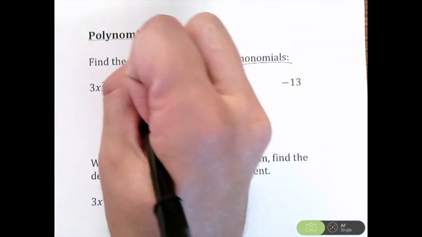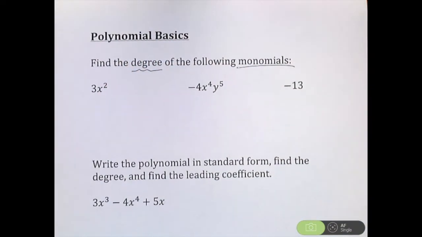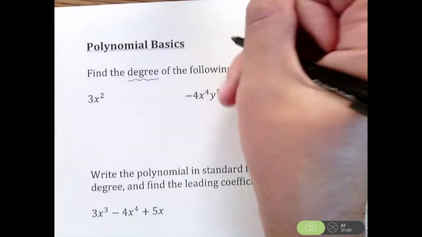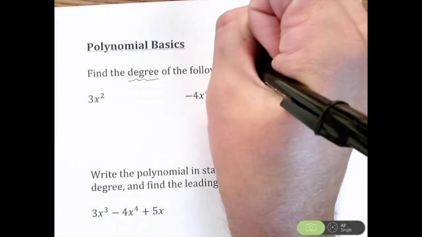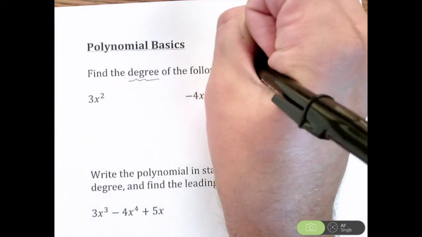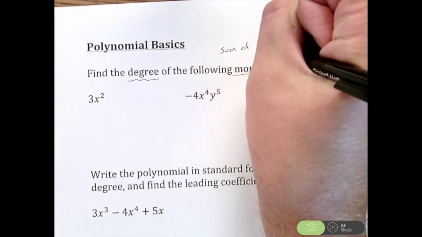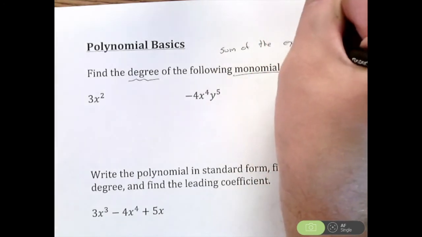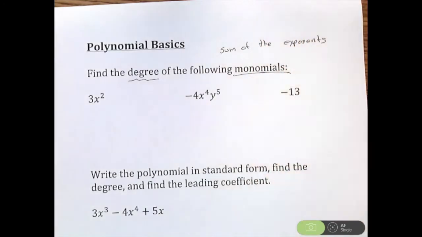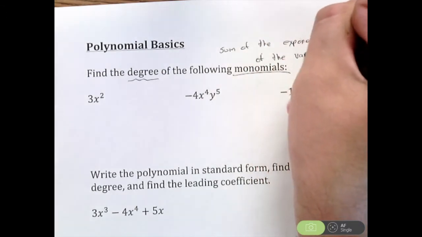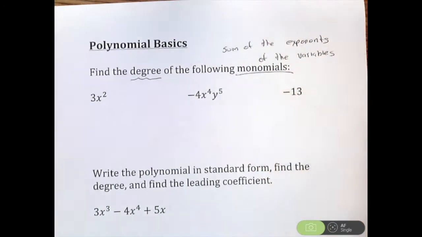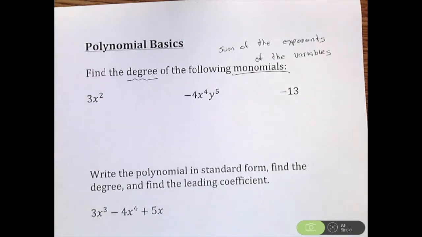So if I want to find the degree of a monomial, what we're going to focus on is the variables. And what we're going to do is find the sum of the exponents of the variables. So we're going to add up all the exponents on the variables, and that is the degree.